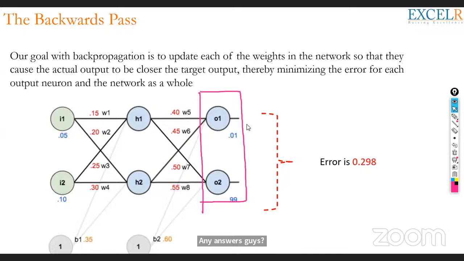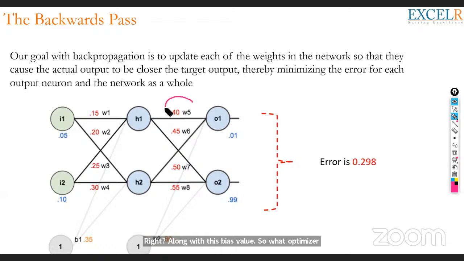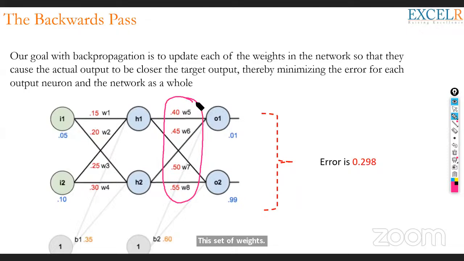Right. W5, W6, W7, and W8. So these are the weights which are closer to the output layer, along with this bias value. So what will the optimizer do? It will first optimize this set of weights without changing the other weights' values.